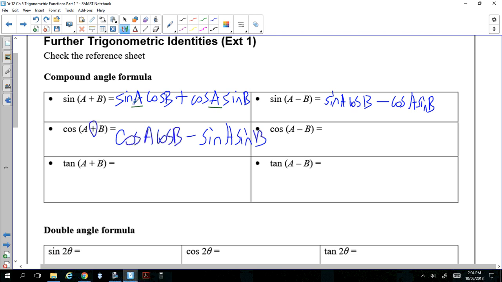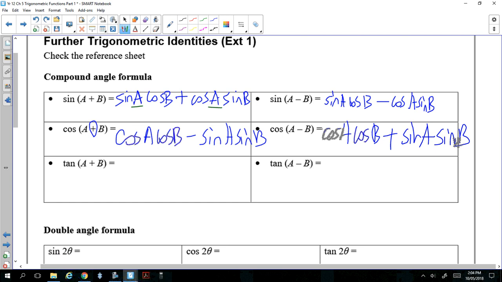Okay. Next one, same thing, cos A cos B, but then plus sine A sine B. Like that. Alright, how about the next one?